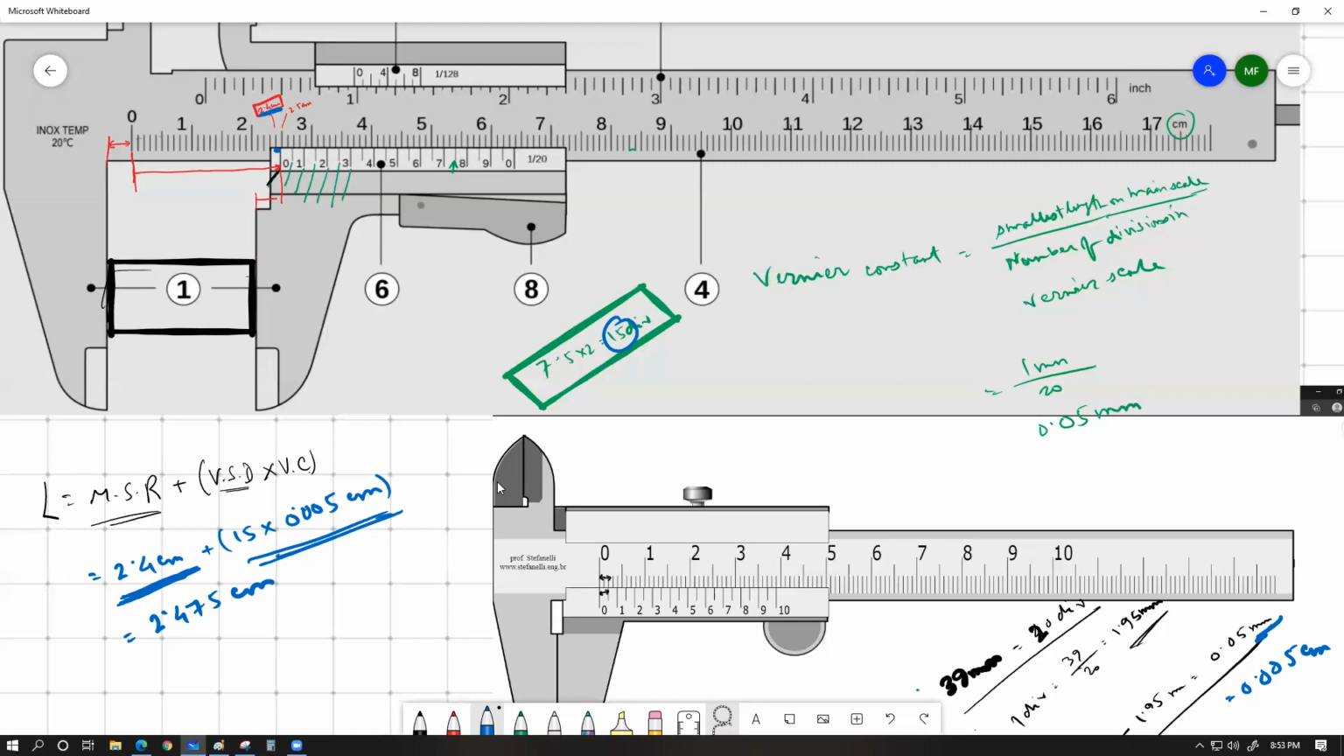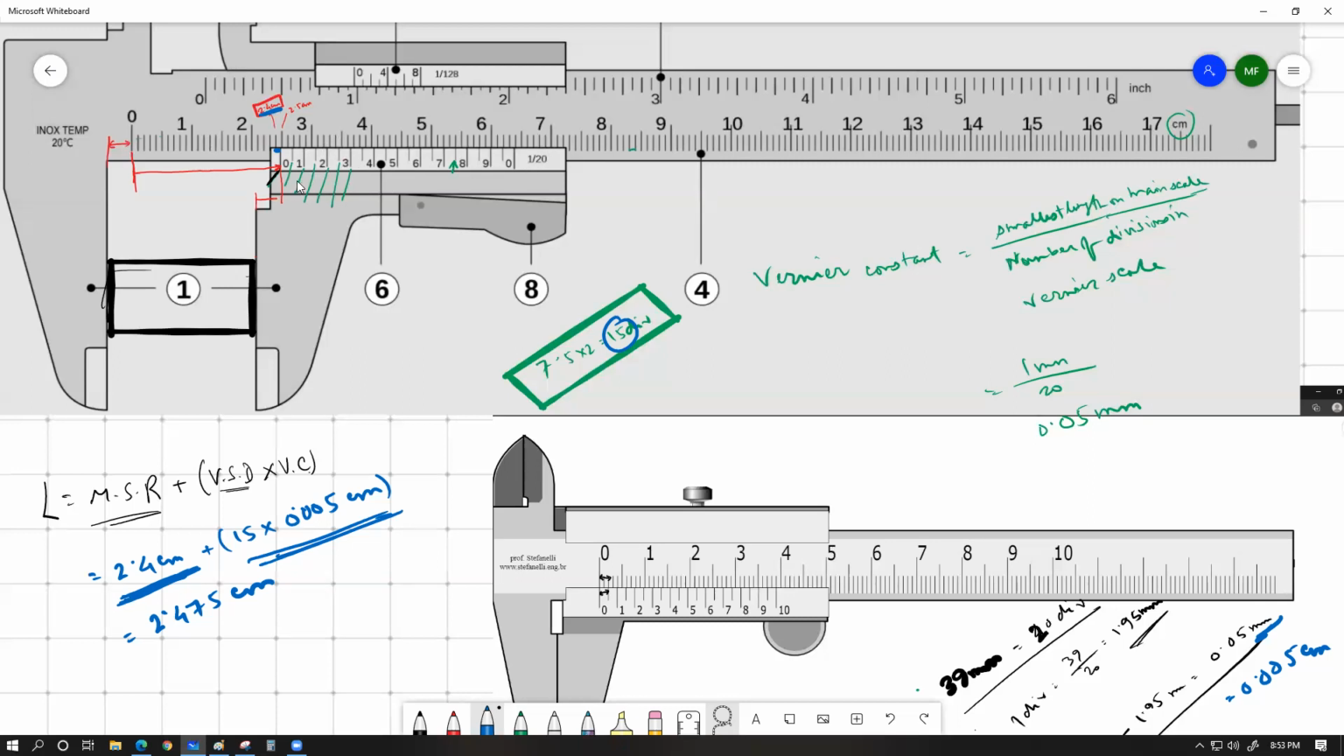Well, for most devices that the laboratories in Bangladesh or in other countries use for O levels and A levels lab practices, they usually always have 20 divisions on the Vernier scale, but it's not mandatory that there would be 20 divisions only. There can be 40 divisions, there can be 10 divisions. Vernier calipers can come in a lot of different variations.